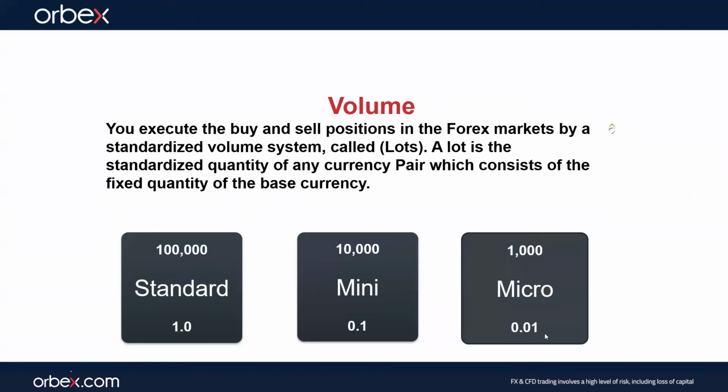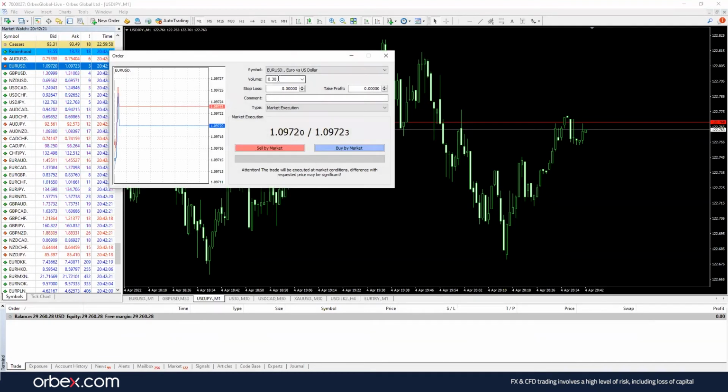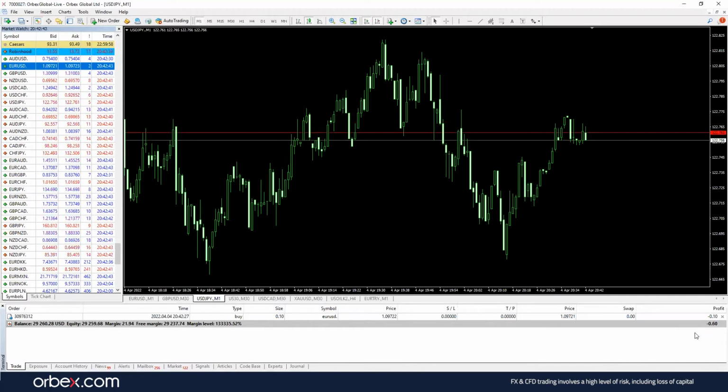Mini is 0.1 and micro is 0.01. And this adds to the calculation as well. So I'll give you a brief calculation of how it's working. If I want to do a 0.10, I buy that in the market. This is my volume, so I've opened 10,000 volume on this particular trade. And that basically all adds to the margin and also adds to the P&L as well, and also obviously is thrown in with leverage.